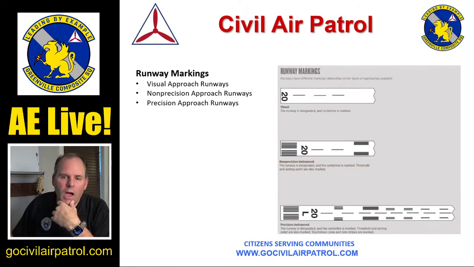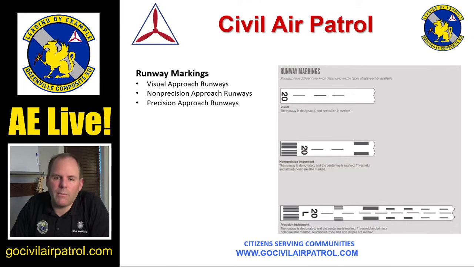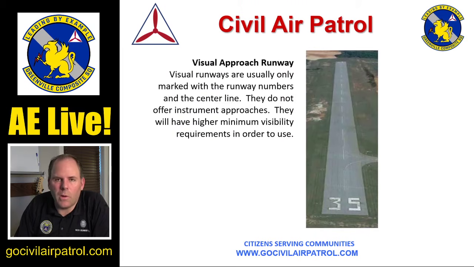Okay. Runway markings. There's typically three types of runways: a visual approach runway, a non-precision approach runway, and a precision approach runway. We're going to talk about the three of those. A visual approach runway is really what it sounds like. You can really only land on it when you have good visibility. So these are your smaller airports.